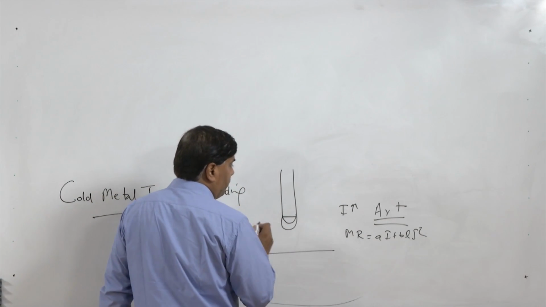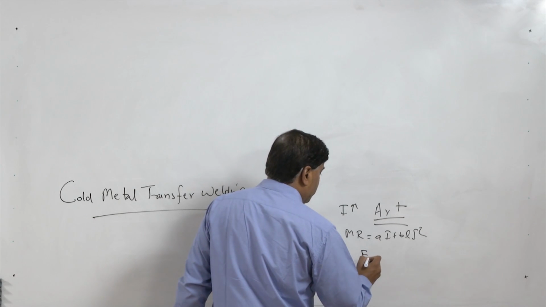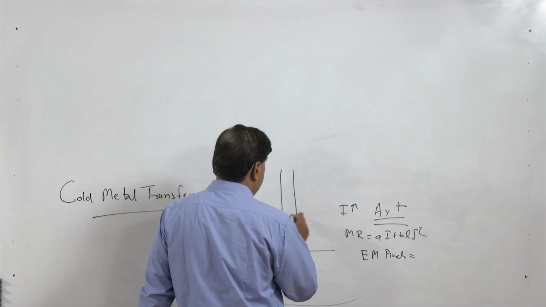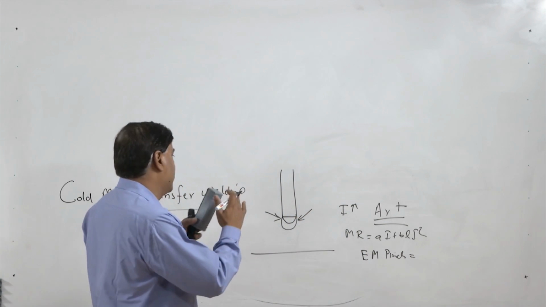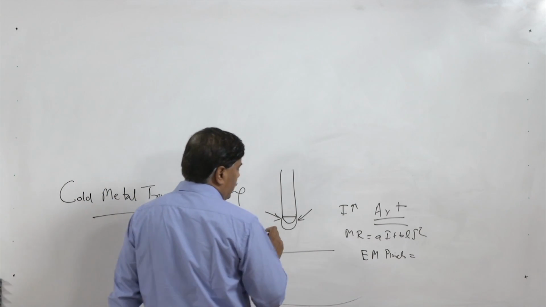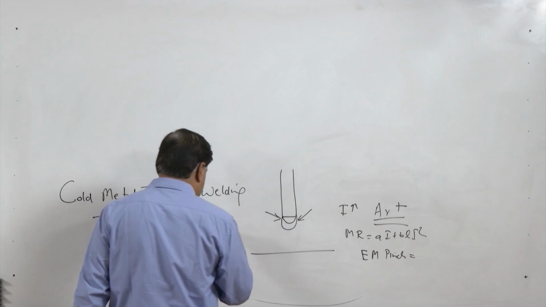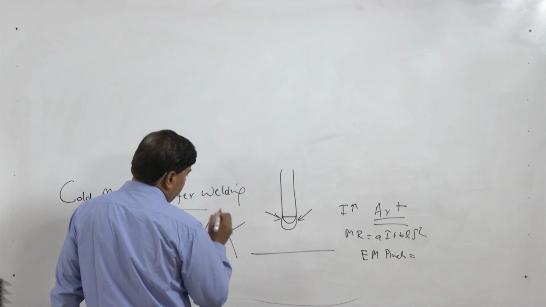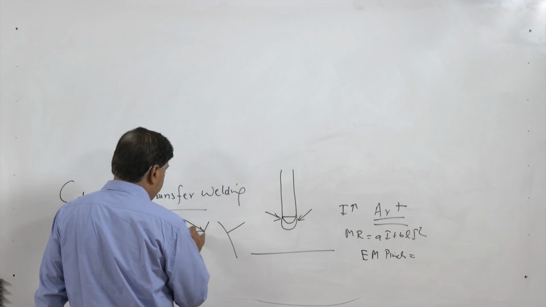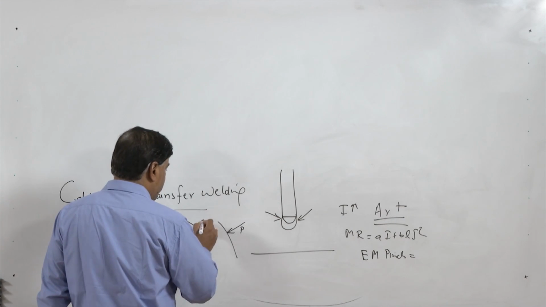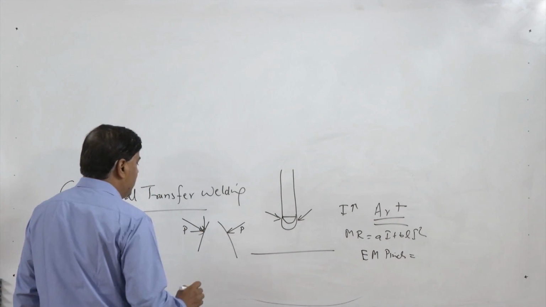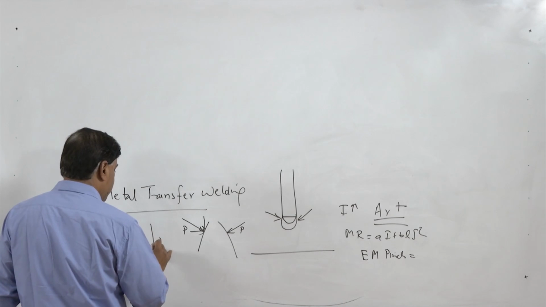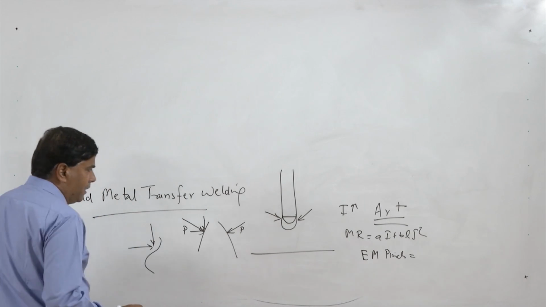At the same time, the electromagnetic pinch force is also found, which acts at the tip about perpendicular to the surface of the drop. Say this is the drop which is hanging at the tip. One force acts perpendicular to the surface of the drop, so this pinch force can be resolved into two components, one vertical and another horizontal. The horizontal component tries to press the drop by reducing its cross section, and the vertical component tries to push it down and tries to detach it.